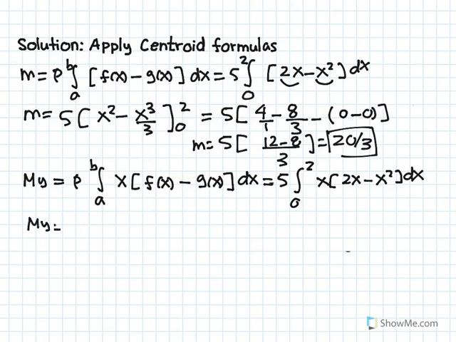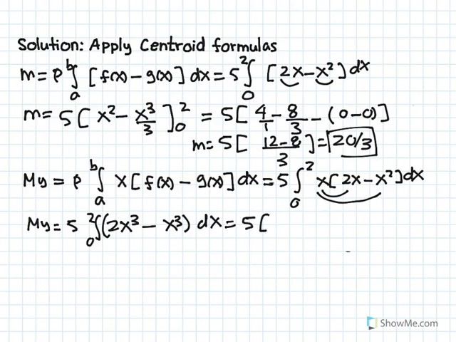My, let's simplify the integrand, is equal to 5 times the integral from 0 to 2 of 2x times x, that gives us 2x cubed, minus x times x squared, which is x cubed, dx. Now integrating, we obtain, what is the antiderivative of 2x cubed? That's going to be 2x to the 4th, reversing the power rule, divide by 4. Minus the antiderivative of x cubed, which is x to the 4th, divided by 4. Now apply the fundamental theorem of calculus. Evaluate from 0 to 2.